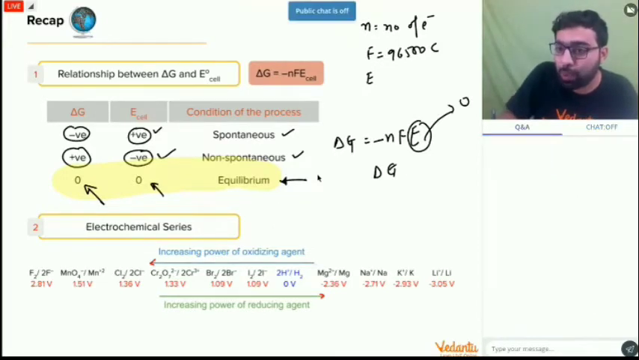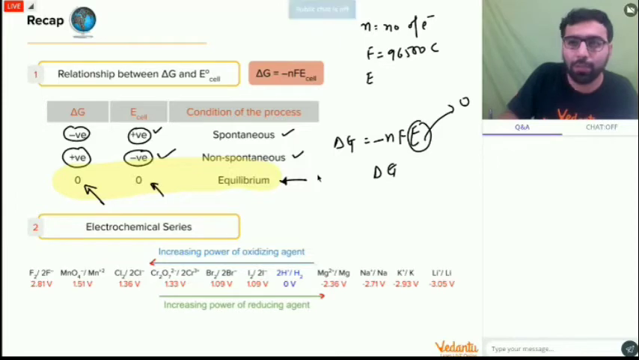Now, there is one more thing. Tomorrow's test portion, I guess, is colligative property and chemical kinetics. Karthik, colligative and chemical kinetics.